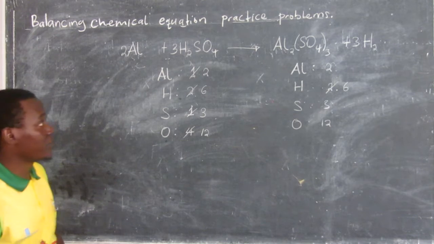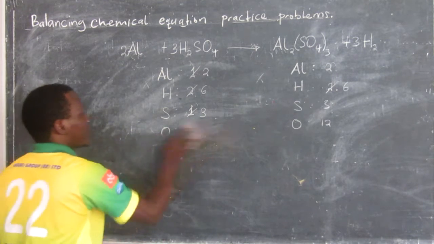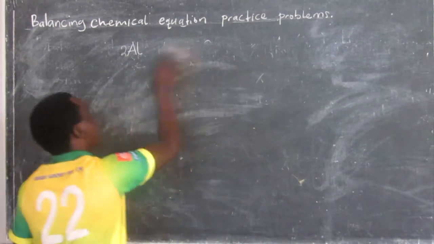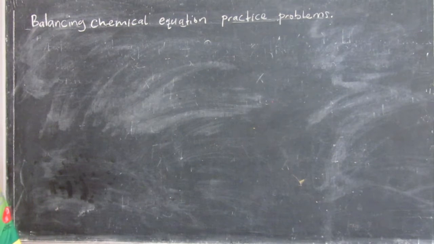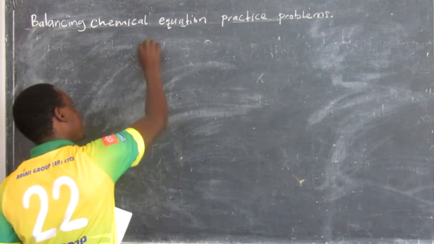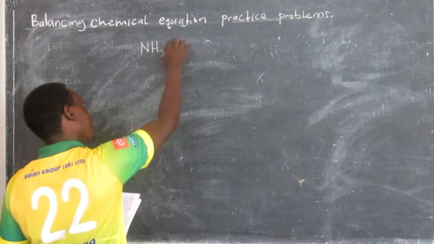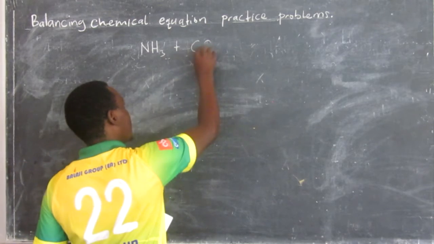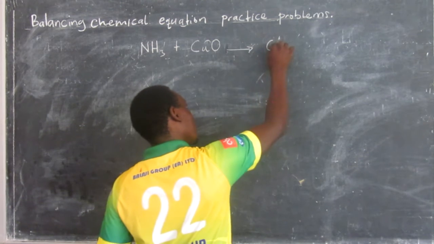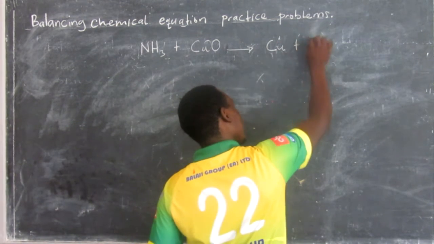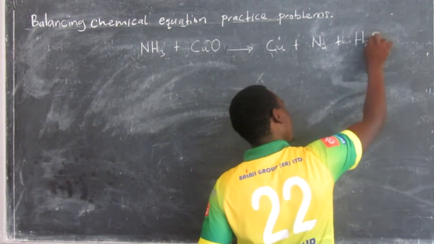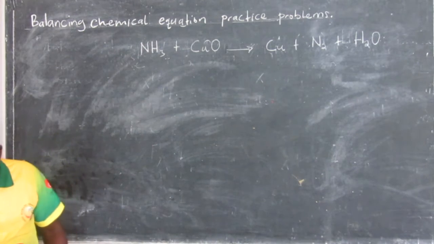Okay, let's do another example and see how we can move further to balance more. Example 2 is going to be ammonia plus copper oxide, giving us copper plus nitrogen plus water. That's our equation. We need to balance it.